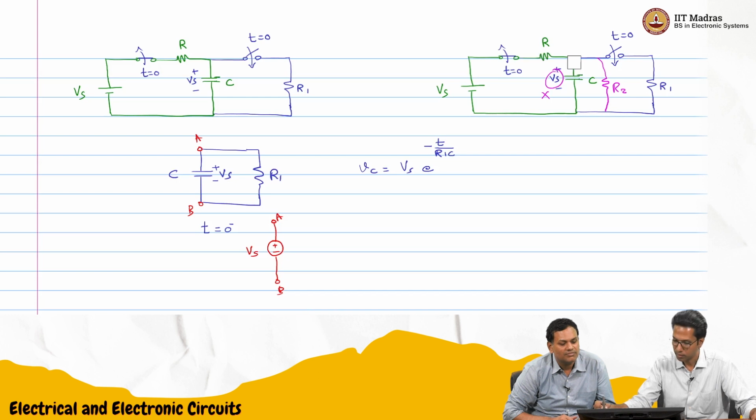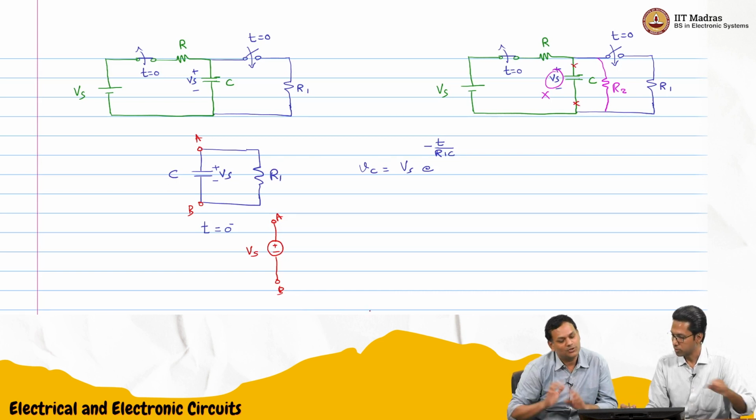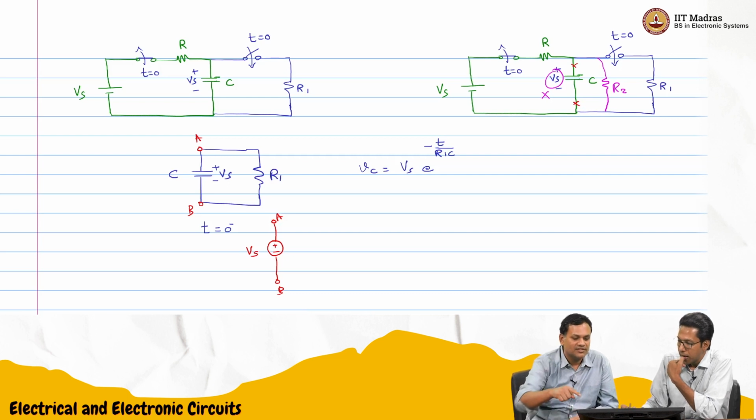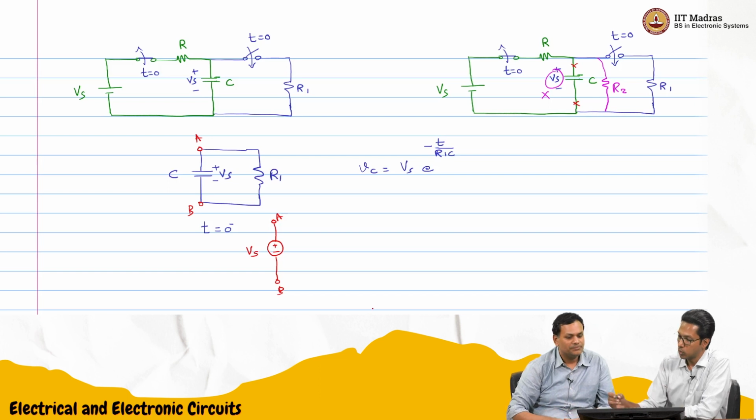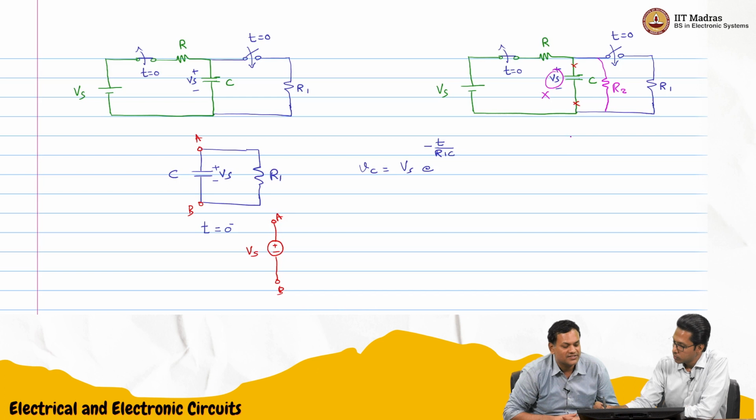Maybe you can just put an X on top and bottom of the capacitor using some other color. Correct, so it will be open circuit. Then it is just the voltage across R2, and that is just R2 by R plus R2 times Vs. So the capacitor voltage will be, we'll say, Vc of 0 minus.